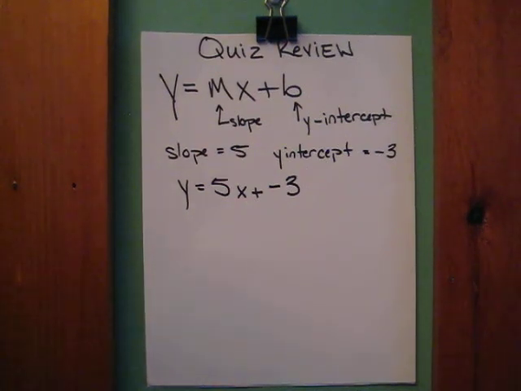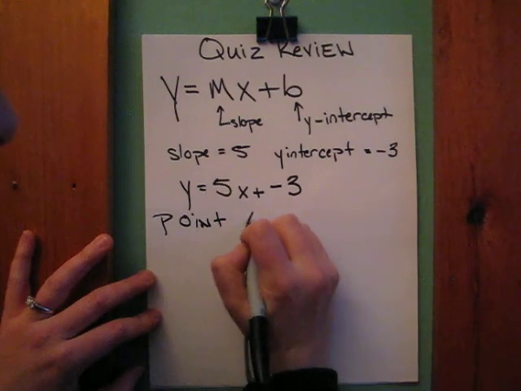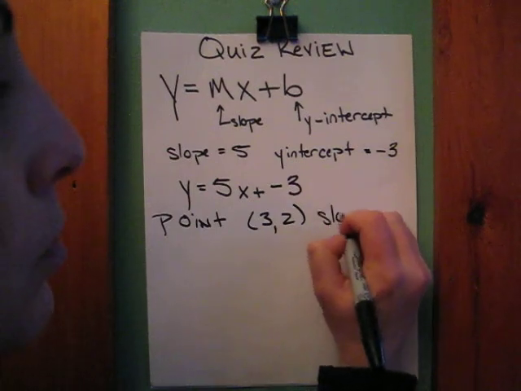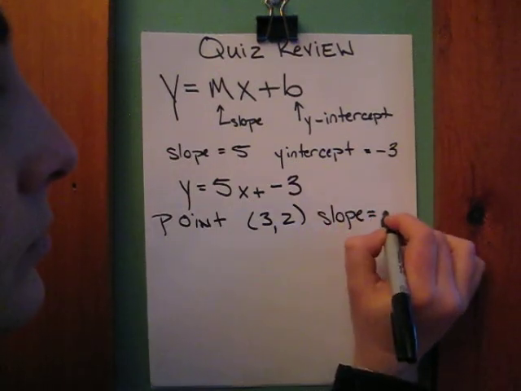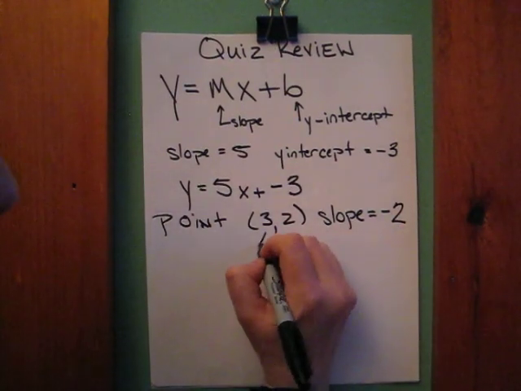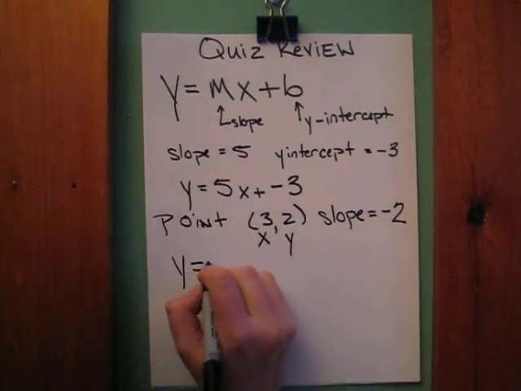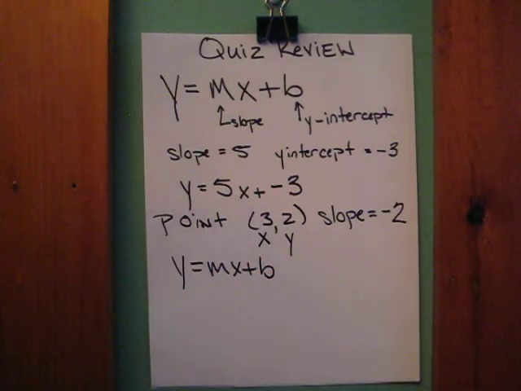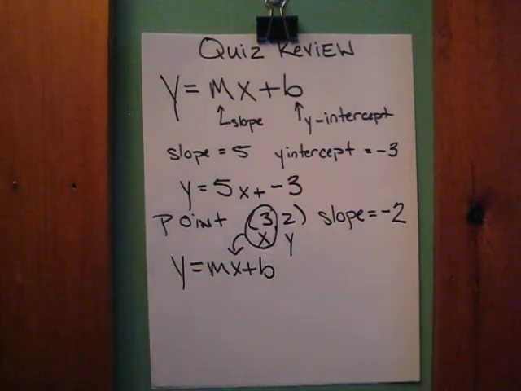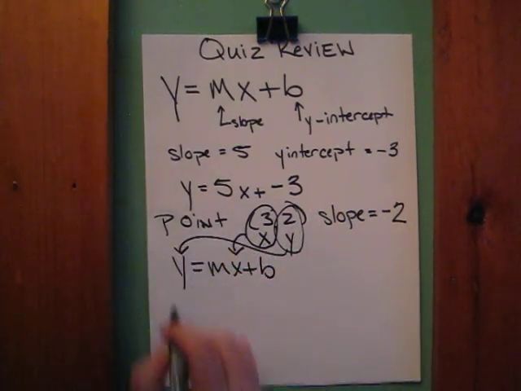If you are given a point, like if somebody tells you there's a point 3, 2 first, and then they would tell you that the slope equals, say, -2. Well, remember that this 3 represents an x and this 2 represents a y. So if you have y equals mx plus b, you're going to replace x with this 3, and you're going to replace y with this 2. So it's going to look like this.